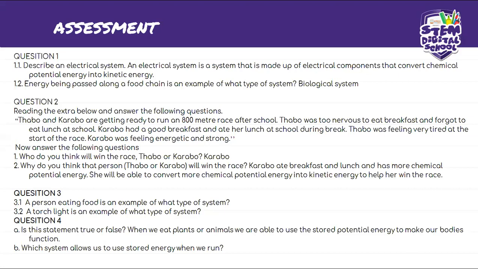Now, how do you answer this? It says, who do you think will win the race, Tabo or Karabo? It's going to be Karabo. Why do you think that person will win the race? Karabo, because Karabo ate breakfast and lunch and has more chemical potential energy. She will be able to convert more chemical potential energy into kinetic energy to help her win the race.